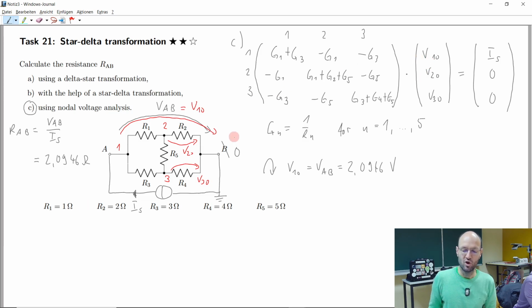So this is also, if you know how to set up this equation system, and if you have something like Octave, MATLAB, Python, a nice calculator to solve the system of equations, if you don't have to do it by hand, then this is also a very efficient and nice way to solve this problem in calculating the equivalent resistance of this circuit.